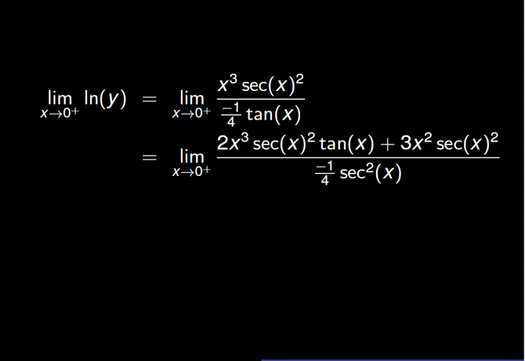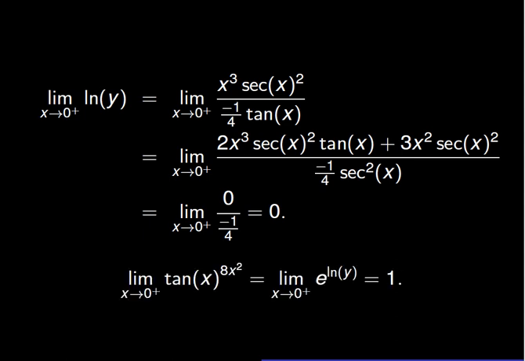When we take the limit as x goes to 0 plus of 2x cubed times secant of x to the power 2 times tangent of x plus 3x squared times secant of x to the power 2, the result is 0. And the limit as x goes to 0 plus of minus 1 over 4 times secant squared of x is minus 1 over 4. In sum, the limit as x goes to 0 plus of the logarithm of y is 0.